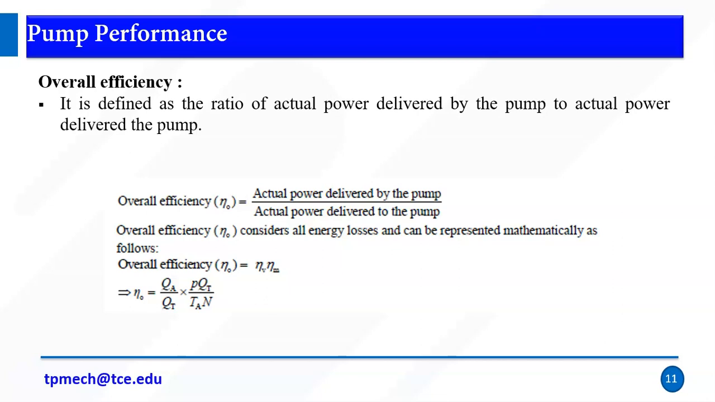So the third efficiency is overall efficiency. It is defined as the ratio of actual power delivered by the pump to the actual power delivered to the pump. So efficiency here is also output by input. How much power is delivered by the pump, divided by the actual power delivered to the pump. In another way, the product of mechanical efficiency and volumetric efficiency is the overall efficiency. So overall efficiency is output by input.